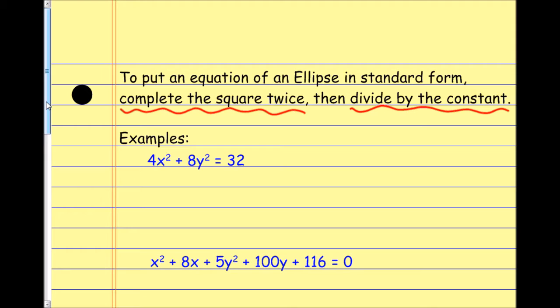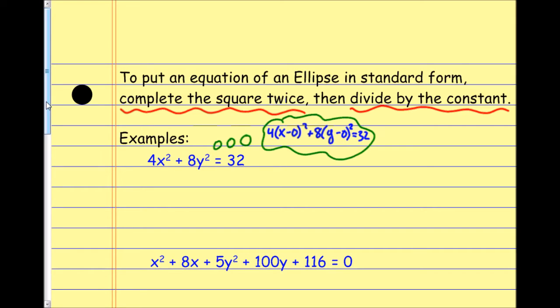If we look at this first one, it is just meant to illustrate that last step of dividing by the constant, because completing the square is already done. When you think about this, if I were to take this off to the side in a thought bubble here, this is like a 4 times x minus 0 squared plus 8 times y minus 0 squared equals 32. And so really completing the square is already done. I already have perfect squares here. All I need to do is get a 1 on that side.